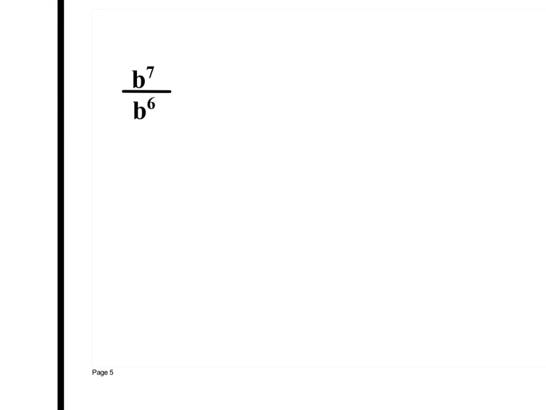b to the 7th divided by b to the 6th. So we take 7 minus 6, since we're dividing the bases, we subtract the exponents. 7 minus 6 is 1. It's an understood 1. We don't write it. You don't write b to the 1 power. So my answer is b.